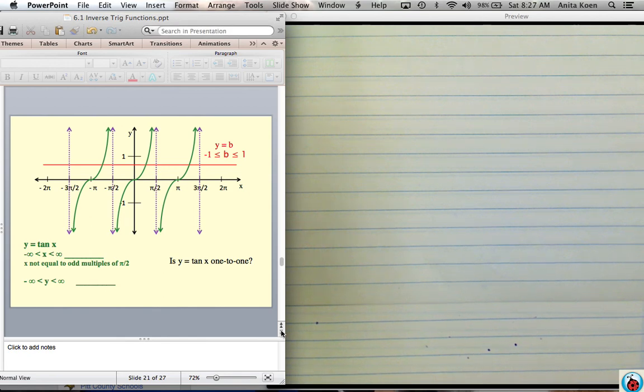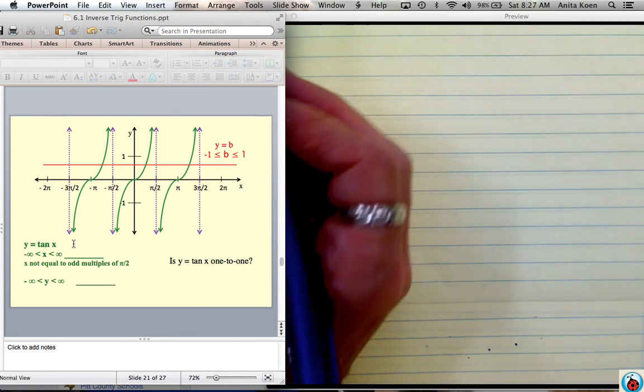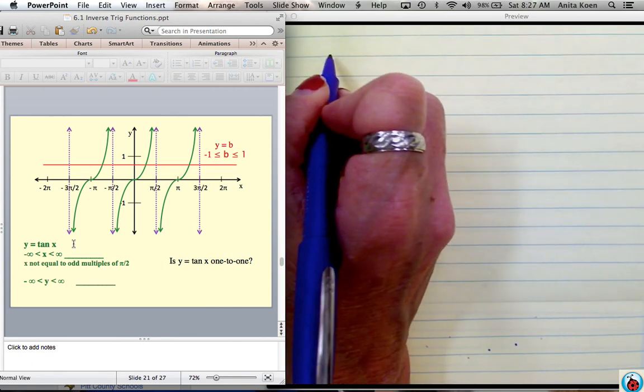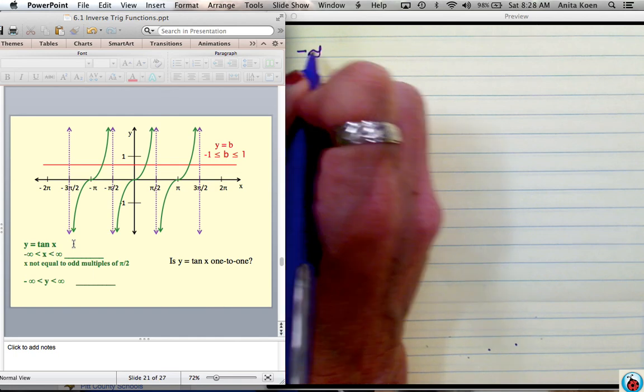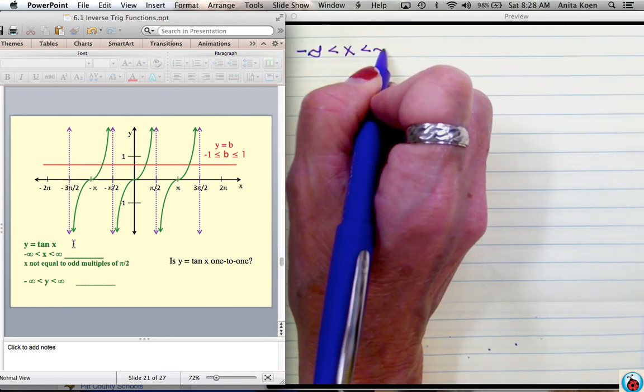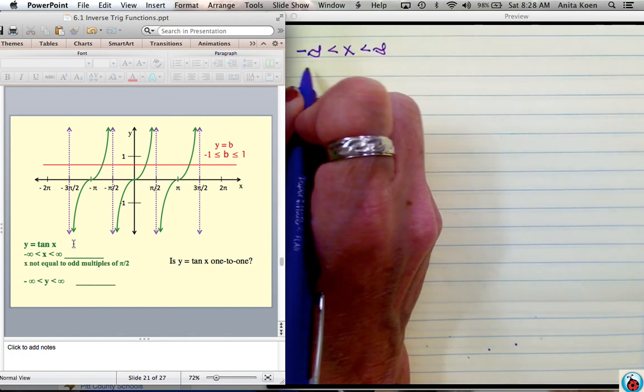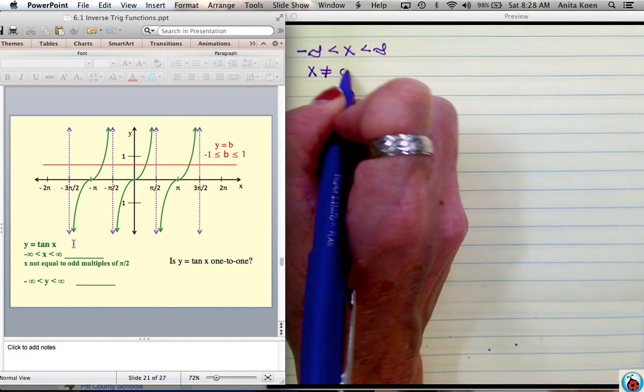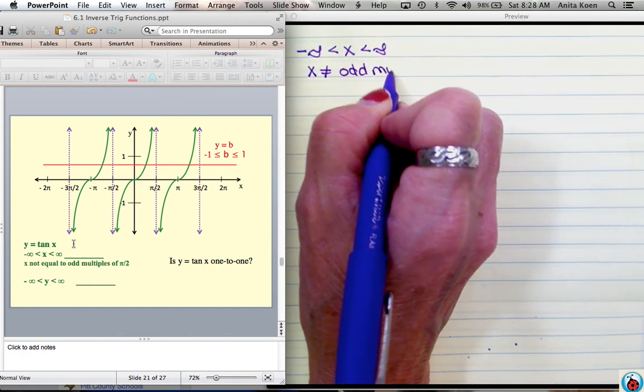Hi guys, this is the third video on the inverse trig functions, and this one is going to concentrate on the tangent function. So in front of you now you have a graph of the tangent function, y equals the tangent of x, and I hope you remember from when we graphed this in class that from negative infinity to infinity, if that's what my x's are, except for the odd multiples of pi over 2.